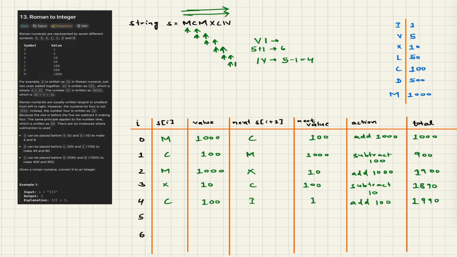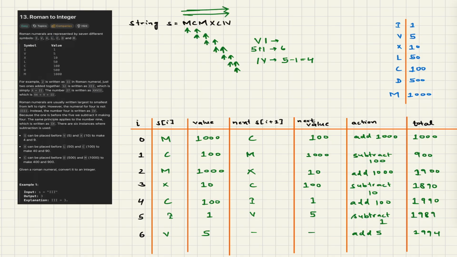Now we are at I. The value of I is 1. Next is V, which is 5. Since my next value is greater, we know that we have to subtract this one, so this is 1989. When we come to the last value, there is nothing ahead of it, so we just add it. We don't have any next value, we'll just add whatever it is. So this will become 1994.